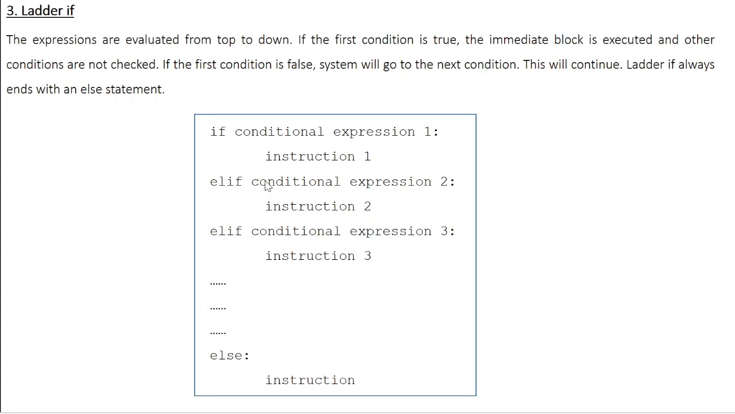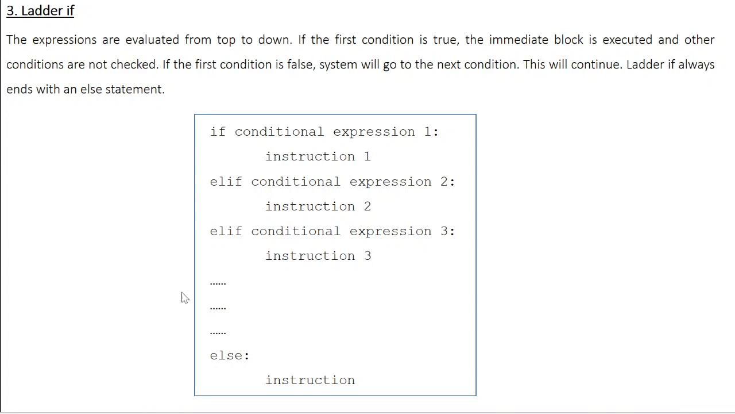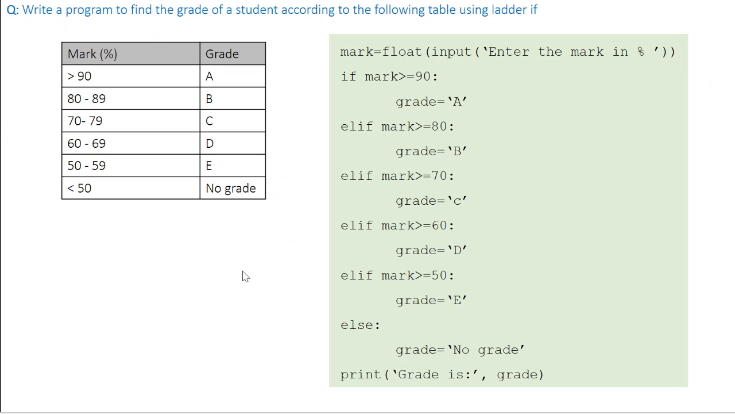And one thing you have to note here, all the statements start with the same indenting. So in the previous case, depending on which if else statement, you have to leave the corresponding space. So you have to leave the corresponding space depending on the nested if else, but here everything starts with the same spacing. Let's do an example. Write a program to find the grade of a student according to the following table using ladder if.